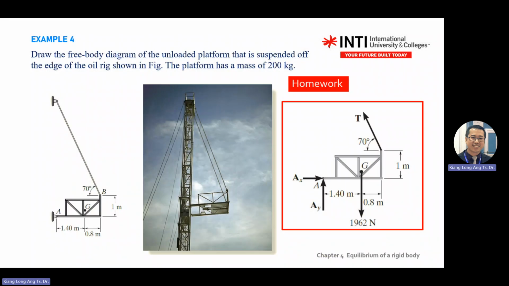Okay, just in case you forget, after you draw free body diagram, you want to solve using all the force equals 0. Remember to split all the forces into X and Y direction, especially this one, the cable tension. This one with 70 degree, you can split into Y-axis and X-axis. Then only you do analysis, all the force in X equals 0, all the force in Y equals 0. Then you do moment.